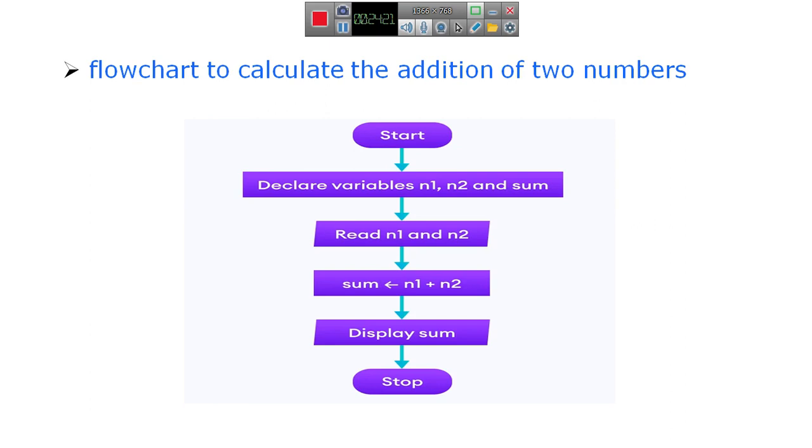Here the first one is the start symbol, and the stop symbol is the same. The arrow marks are the flow lines, used to connect the processes one by one. The second one is declare variables n1, n2 and sum. It is a process instruction.